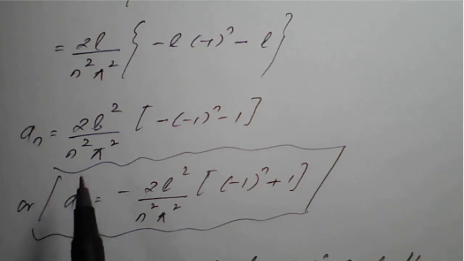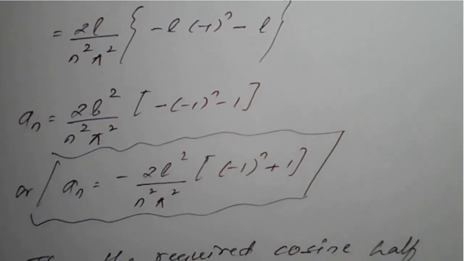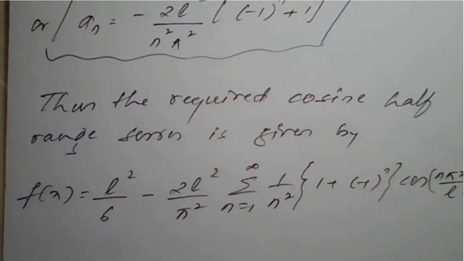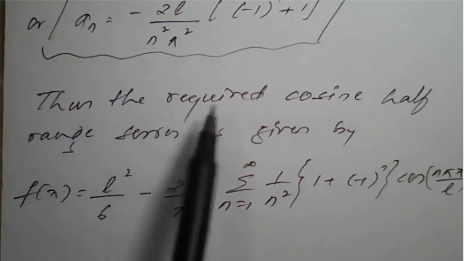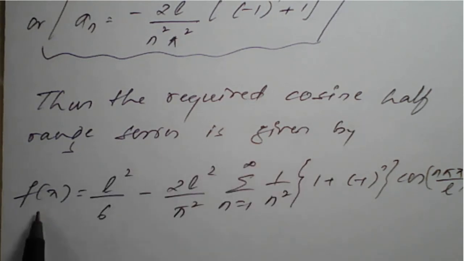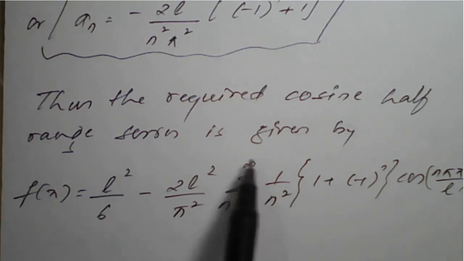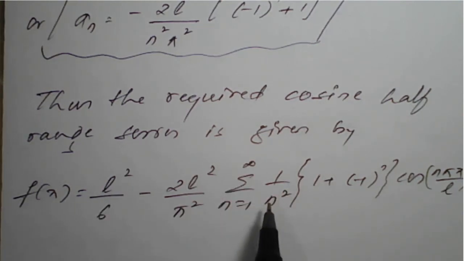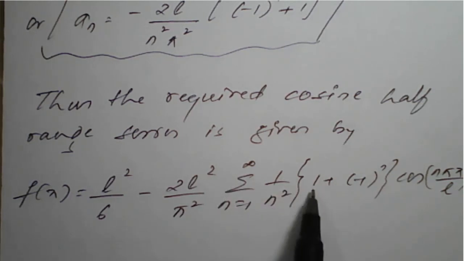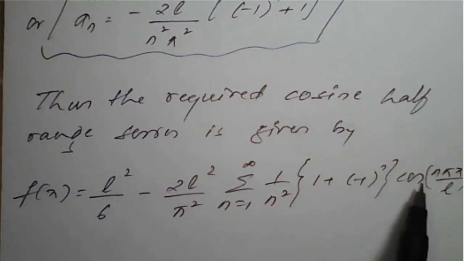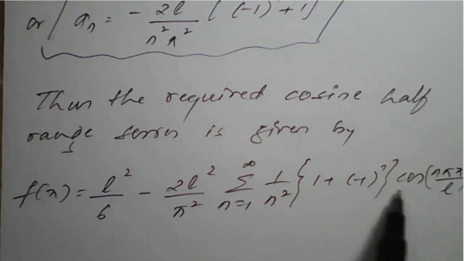So this an and the value of a naught we will apply in equation number 1. So on applying in equation number 1, we'll get what here? Thus the required cosine half range series is given by f of x is equal to L square by 6 minus, this is the value of a naught, and this is the simplified form of the an value, that is, 2L square upon pi square has been taken common. So summation n from 1 to infinity, 1 upon n square, 1 plus minus 1 raised to n cos of n pi x upon L. So this is the required cosine half range Fourier series of the given function.